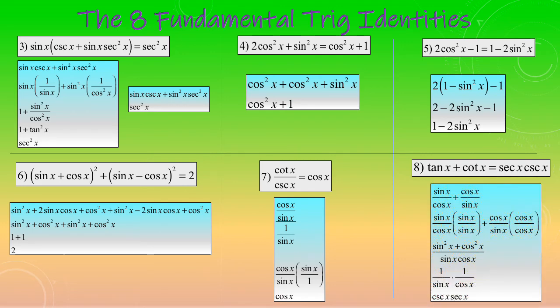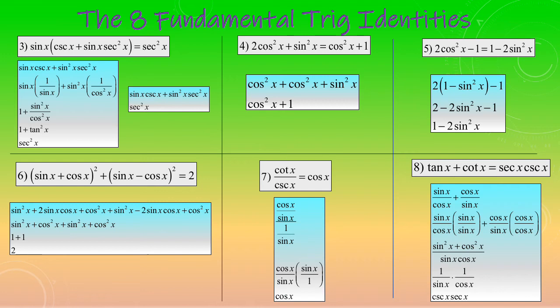Number 8 reads tangent of x plus cotangent of x is equal to secant of x cosecant of x. We again will choose to work on the left-hand side of the equation because additions are considered more complicated than multiplications. And we will use our guideline to change to sines and cosines. So we have sine of x over cosine of x plus cosine of x over sine of x.